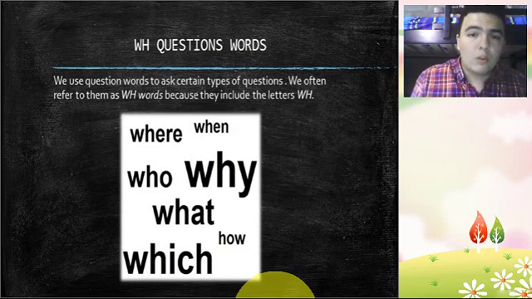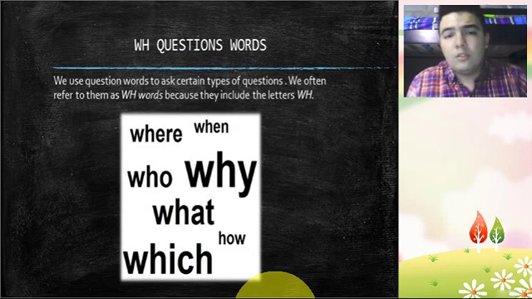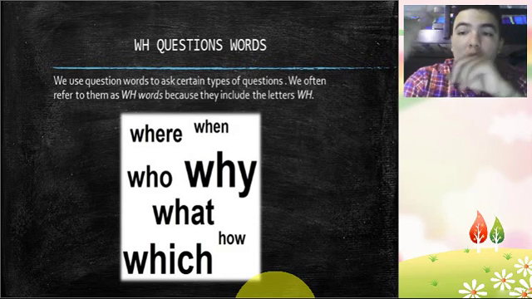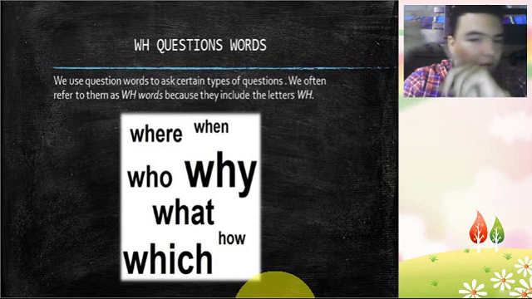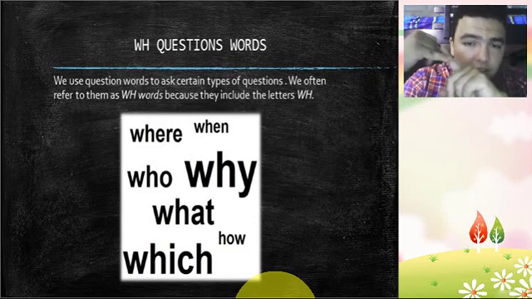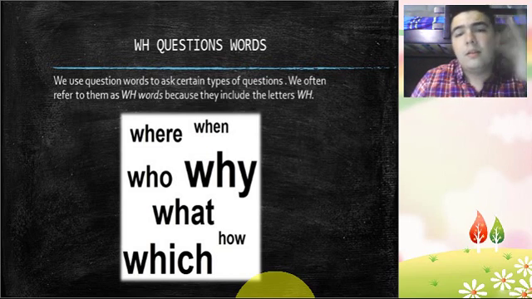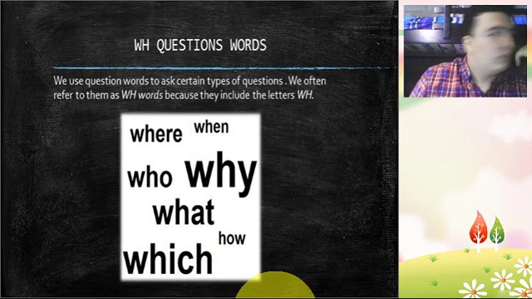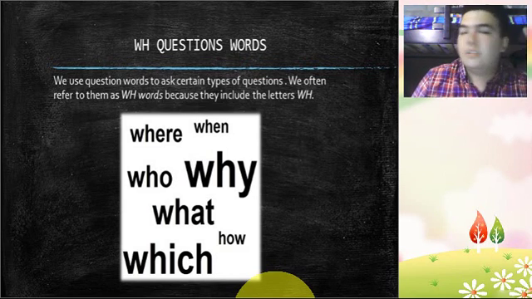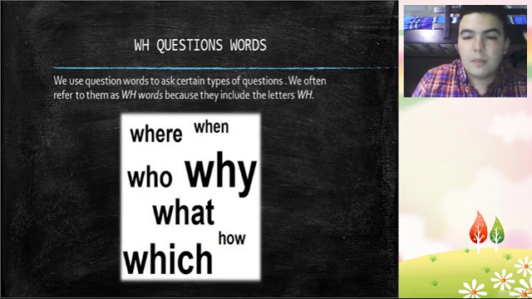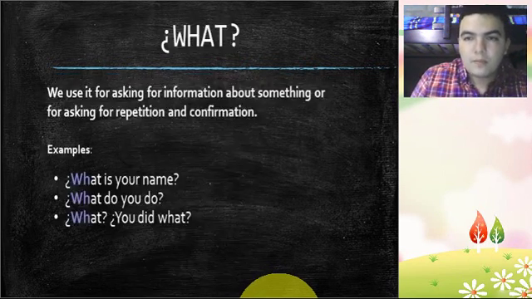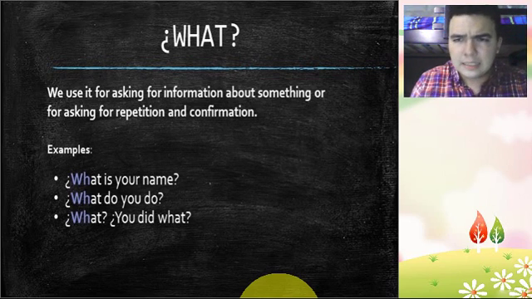And which ones are these? So it is where, when, what, why, who, which, how. These are the WH question words. There are a lot more, but these are the most used, the most common. So the first one, what?